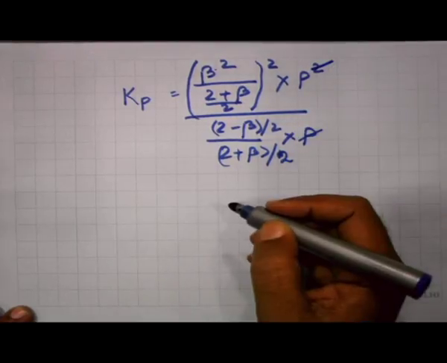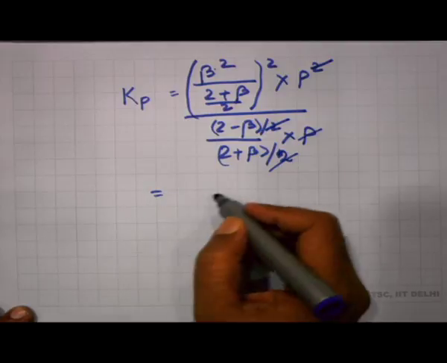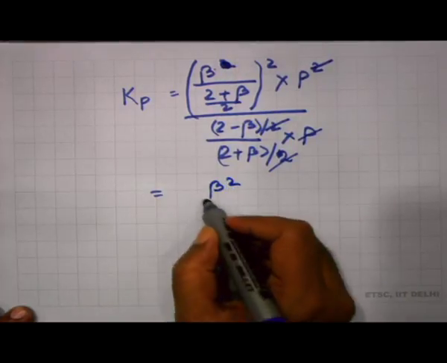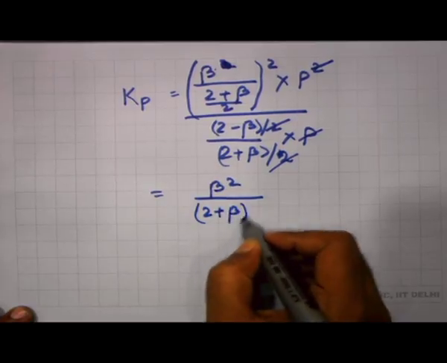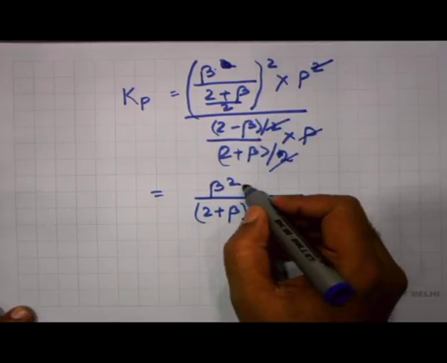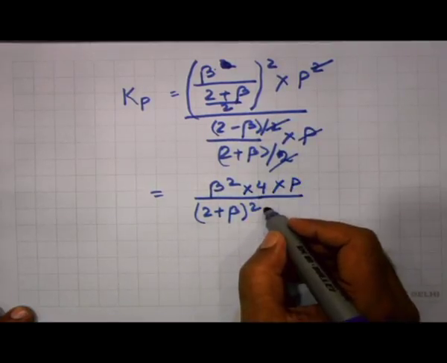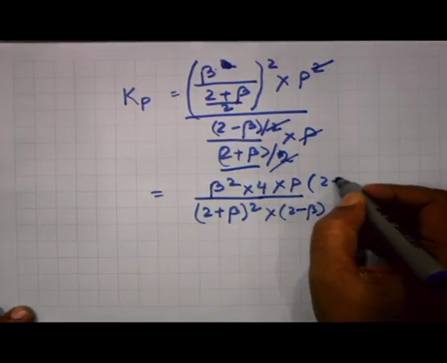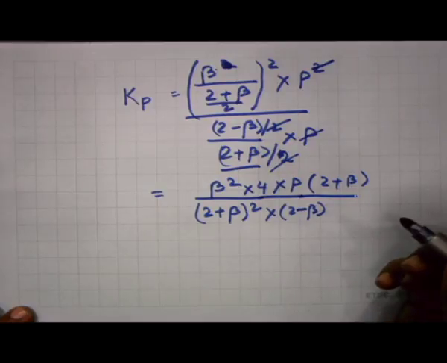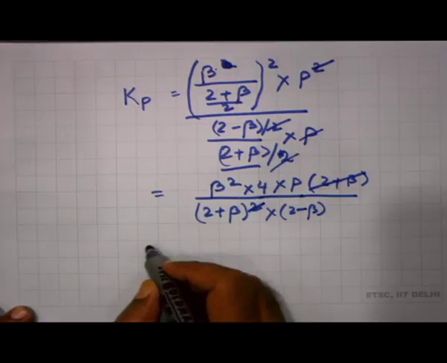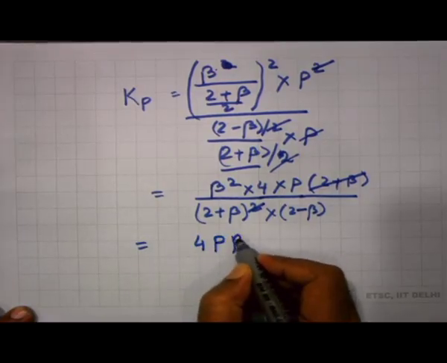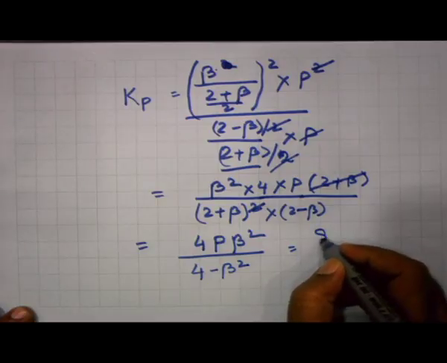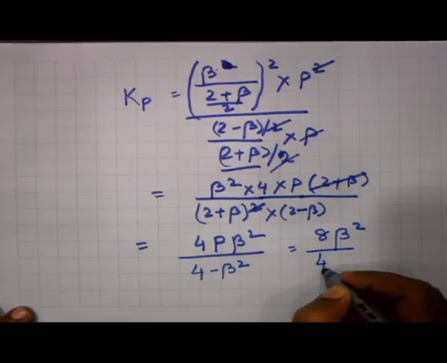P cancels out, this term cancels out, this 2 cancels out. So, what you are left with is your beta, sorry, this is your beta. So, this is beta squared by 2 plus beta squared into this 2 goes up. So, 4 into P divided by 2 minus beta, this 2 plus beta goes up, and this square term cancels out. So, what you are left with is 4 P beta squared by 4 minus beta squared, and since P is equal to 2 atmosphere, you can simply write 8 beta squared by 4 minus beta squared.